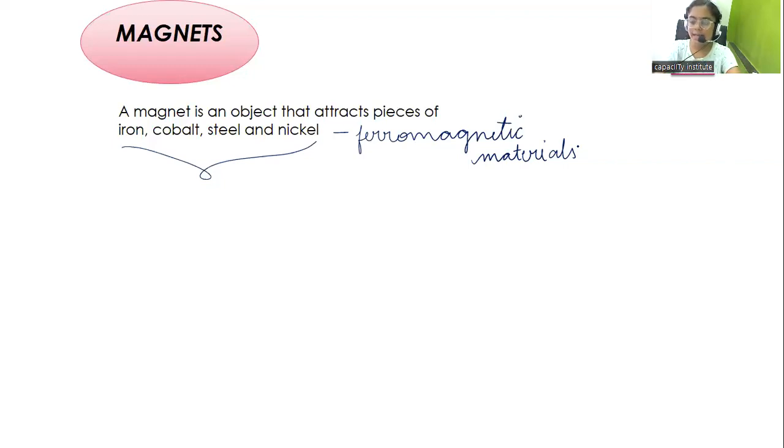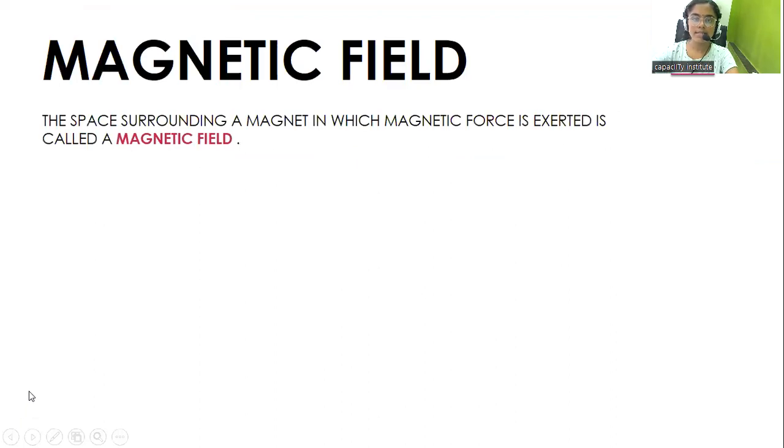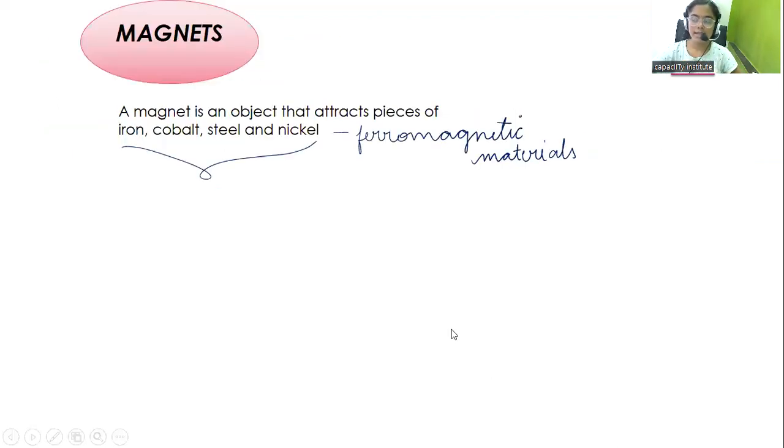So, we have many types of magnets, right? We have the U-shaped magnet, bar-shaped magnet, etc. Mainly we will be discussing the bar magnet in this chapter. You all know what a bar magnet is, isn't it? You can see here I am showing you a bar magnet. This bar magnet has some properties.